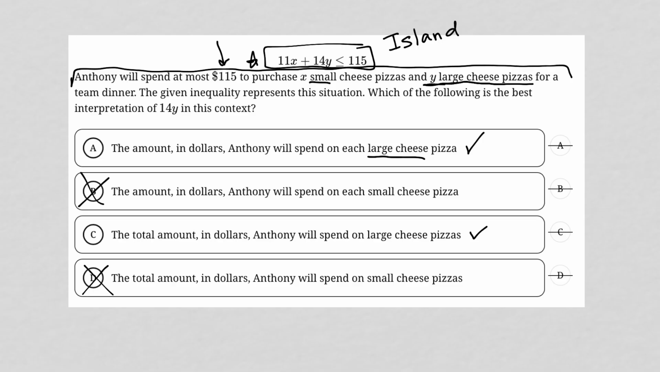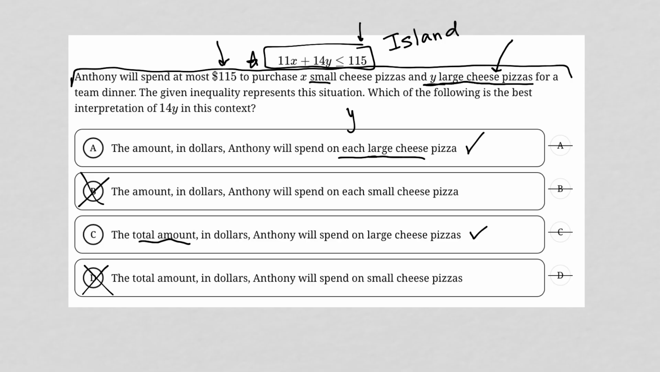So is 14y the amount Anthony will spend on each large cheese pizza? Or is 14y the total amount Anthony will spend on all of the large cheese pizzas? Well, because again, this inequality has to do with the total amount that's being spent, being under that 115, and because the question tells me that y is the number of large cheese pizzas, then 14 times y should be the total amount spent.